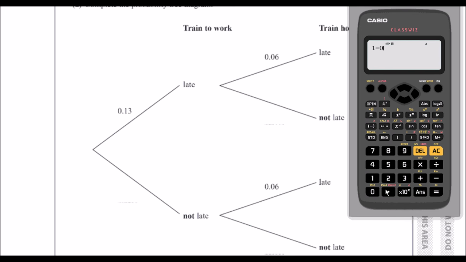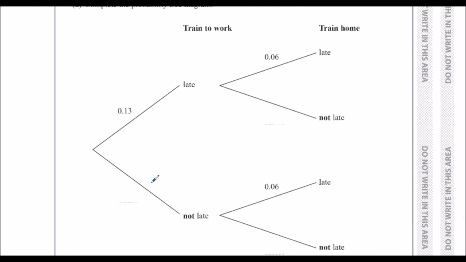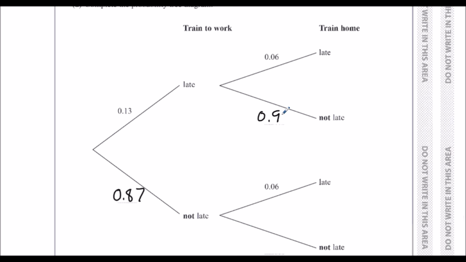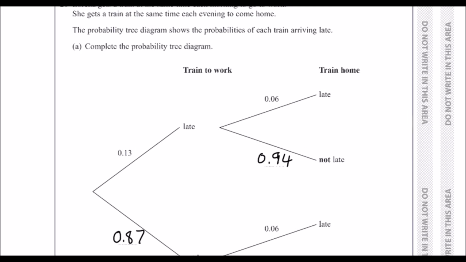They're the only two options, only two things that can happen. So 1 minus 0.13 is 0.87. So for the train going to work, the chance of it being not late is 0.87. The same thing for the train home. So 1 minus the probability of it being late, which is 0.94. And it's the same regardless of if the first train was late or not.